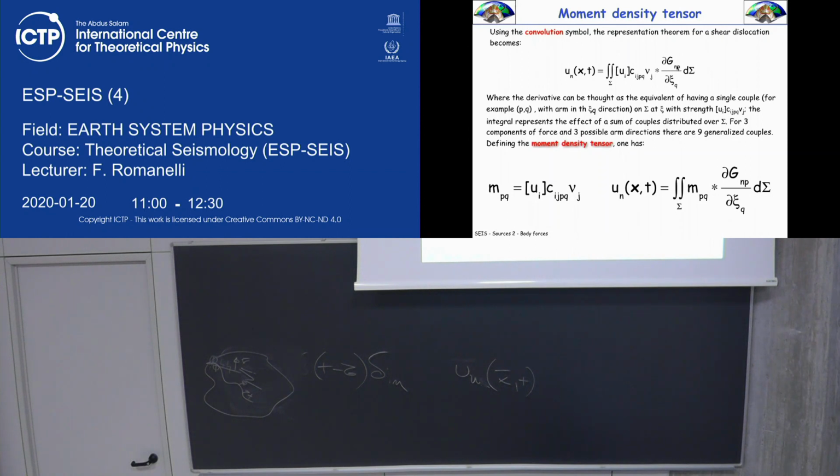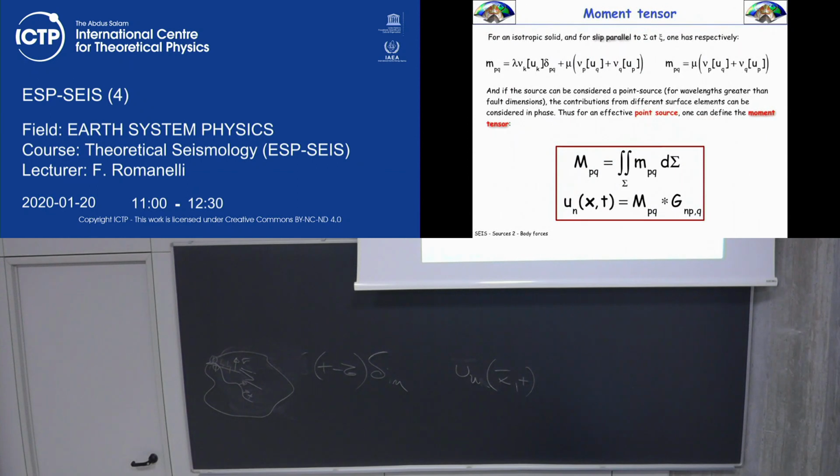Now let's define a quantity. Let's call it density of a moment tensor, like this, and we can write it like that. You see, it's getting simpler and simpler. Okay.